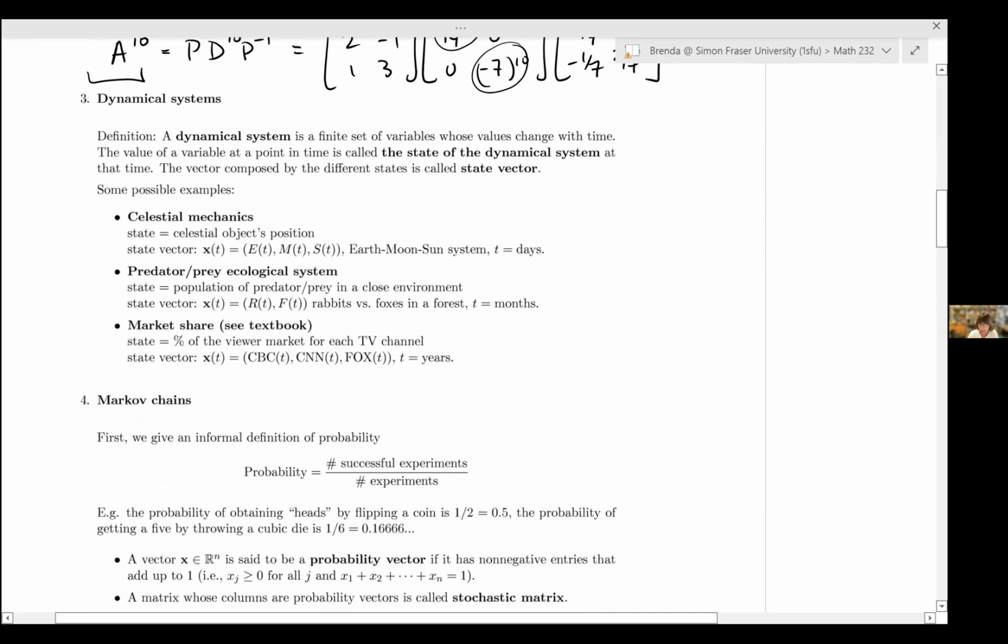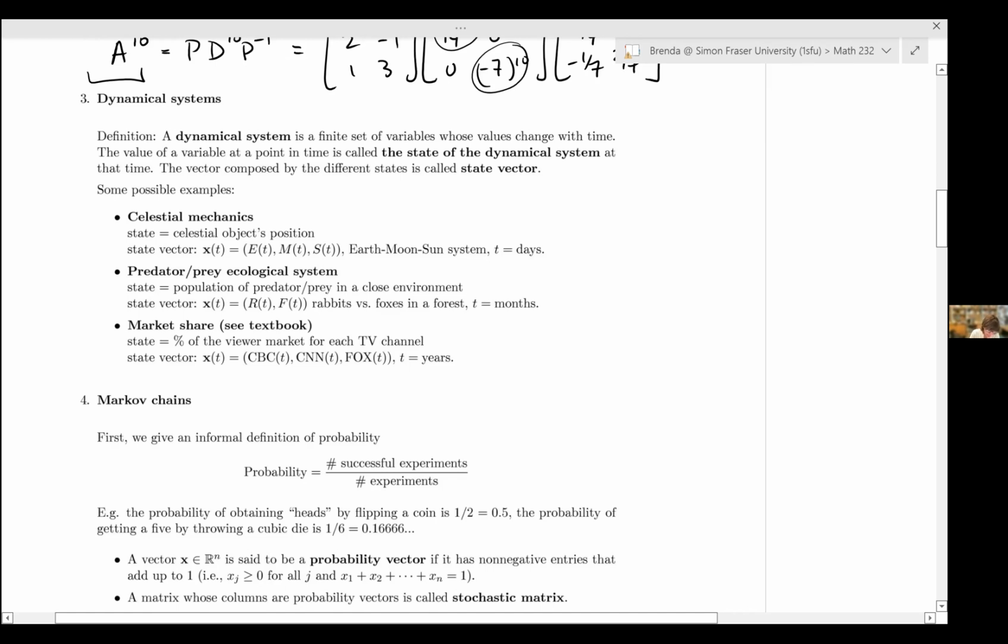So first we have a dynamical system. What is a dynamical system? It's a finite set of variables whose values change with time. The value of a variable at a point in time is called the state of the dynamical system. And the vector composed of the different states is called the state vector. Let's get some examples here.